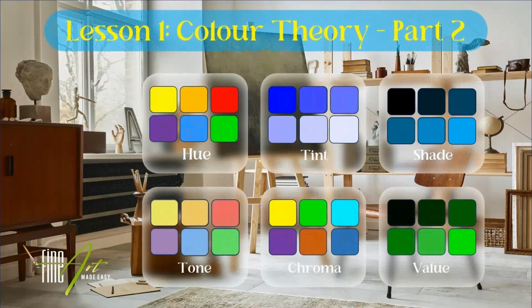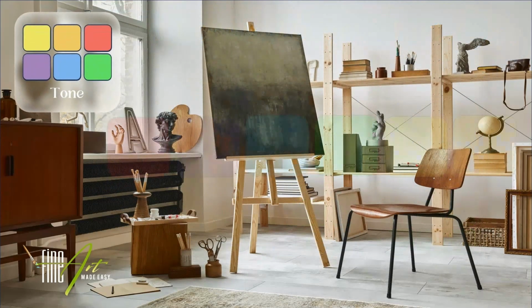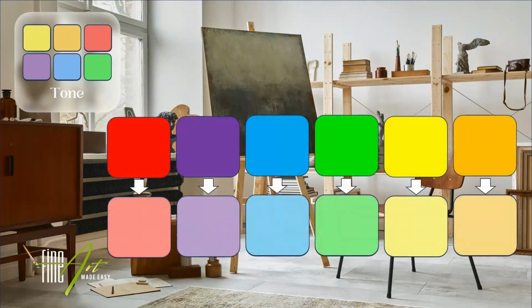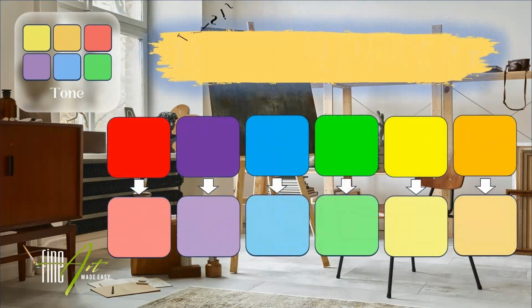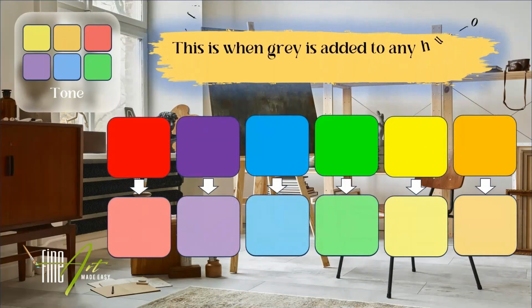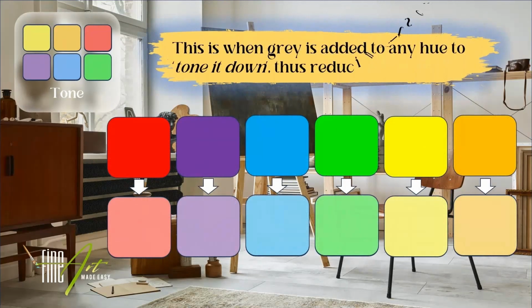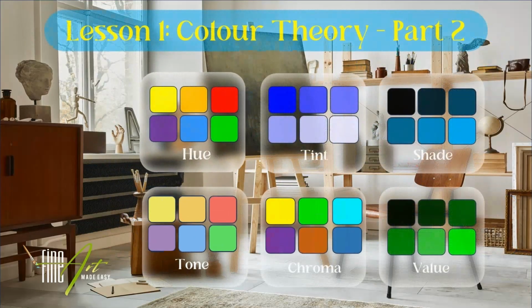Let's go to tone. This is when grey is added to any hue to tone it down, thus reducing its chroma. Now, tone is something we use a lot of because if you look at the top here, all of the normal hues are just too powerful, and you never see this in nature very often. So we often use grey to tone it down. So this is something very, very common that we do.